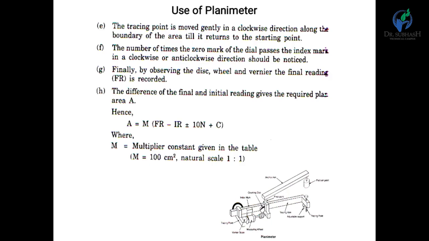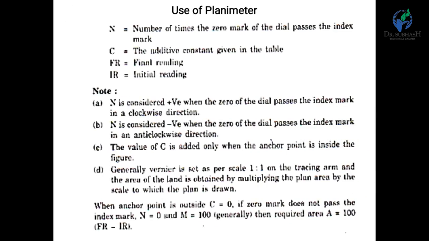Now we put that data into the area formula used for the planimeter. The area is equal to M multiplied by (FR minus IR plus or minus 10N plus C), in which M is the multiplier constant, FR is the final reading, IR is the initial reading, and N is how many times the dial passes through the index mark.